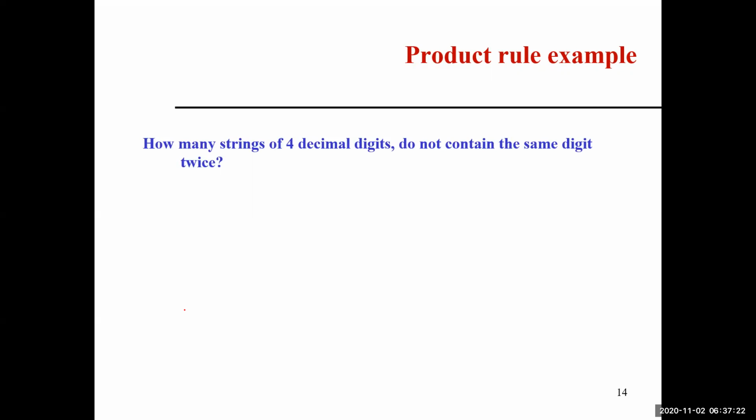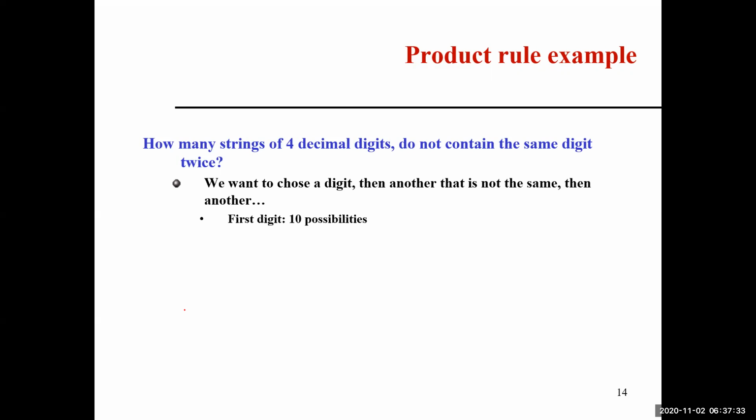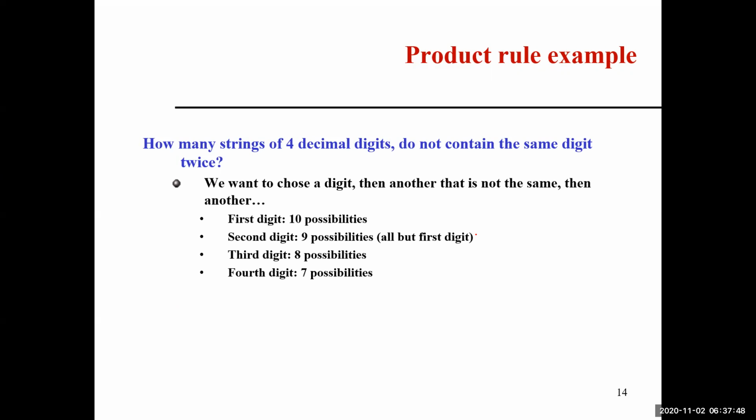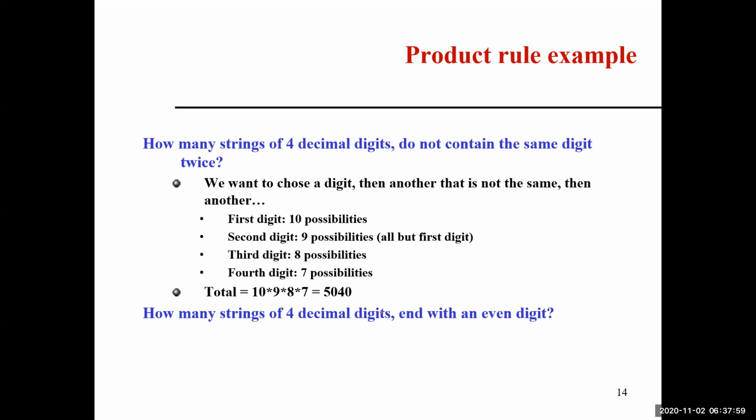Okay, how many strings of 4 decimal digits do not contain the same digit twice? Now we want to choose basically a digit that is not the same as another. So the first digit will have 10 possibilities. As the digit is not to be repeated, the second place will have 9 digits. That is 9 possible digits. The first one has to be omitted. Third has 8, fourth has 7. So 10 into 9 into 8 into 7. So that is 5040 ways to generate strings of 4 decimal digits that do not contain the same digit twice.